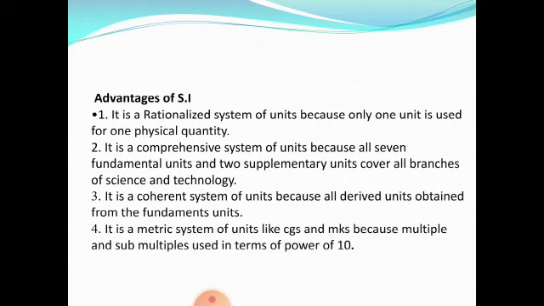Second one is it is the comprehensive system of units because 7 fundamental units and 2 supplementary units cover all branches of science and engineering. The third one is it is the coherent system of units because all derived units can be obtained by suitable manipulation of basic and supplementary units and no numerical factors are encountered. And the last one is it is a metric system like CGS and MKS because multiples and submultiples can be expressed as powers of 10.